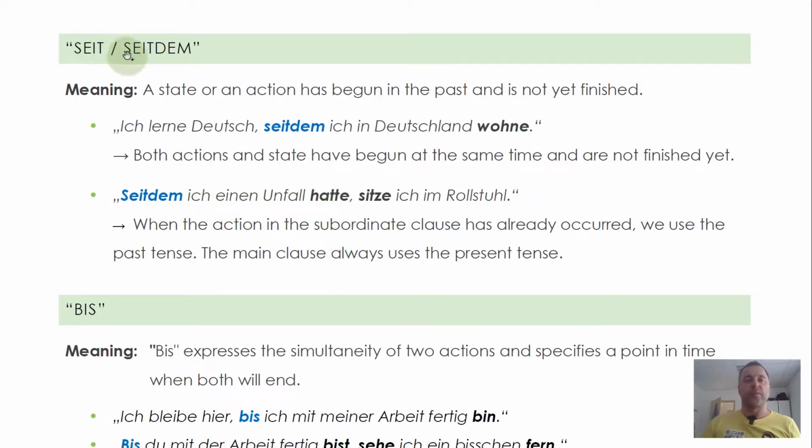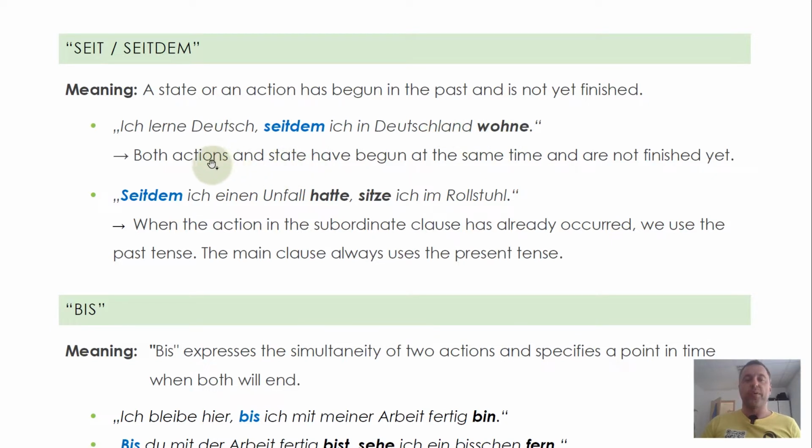Let's start with Seit or seitdem. They're both the same, so there's no difference in meaning between them, and they mean that a state or an action has begun in the past and is not yet finished. And the temporal clause, the sentence part with Seit or seitdem, indicates the moment when it actually started. So for example, ich lerne Deutsch, seitdem ich in Deutschland wohne.